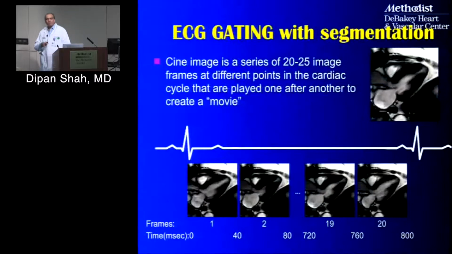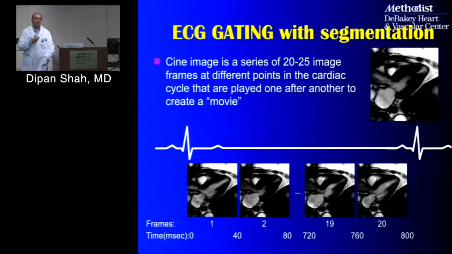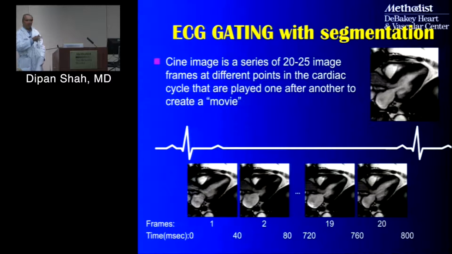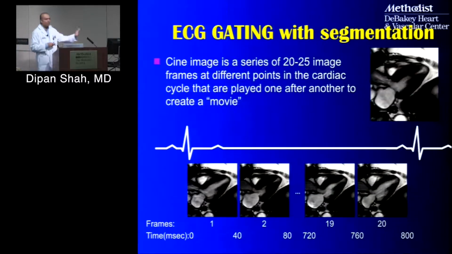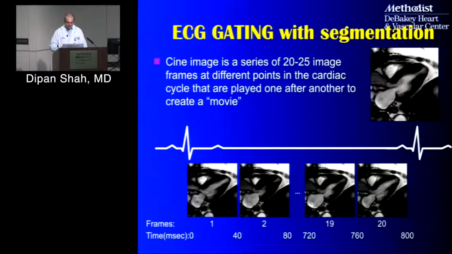Now obviously, what I showed you before was what you would do to generate a single still frame image. But when we do cine images, what we really want to do is actually generate a series of images that are all at slightly different points in the cardiac cycle. So if this is my RR interval, these images are all at slightly different points in the cardiac cycle. And then when I play these one after another as a movie loop, I then am able to appreciate the phenomenon of motion. So it's no different than if you go to the movie theater.